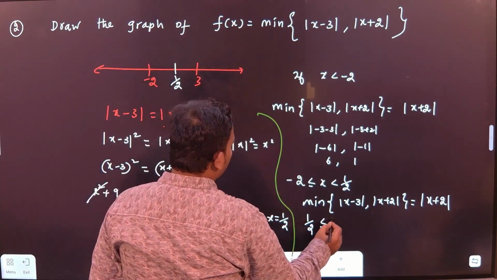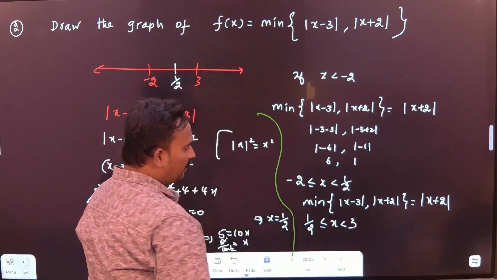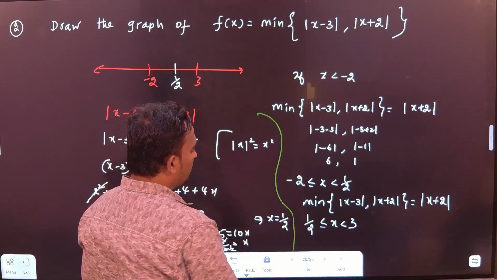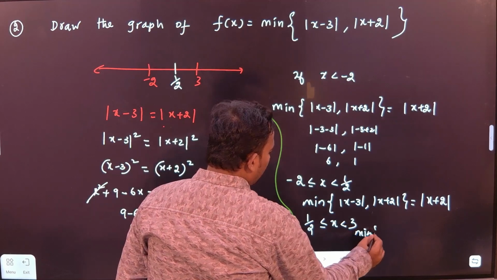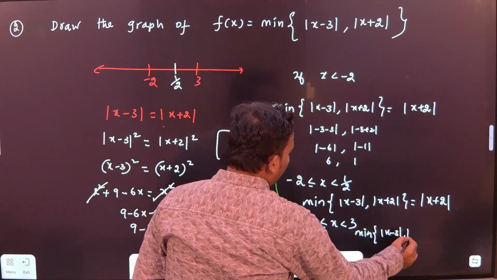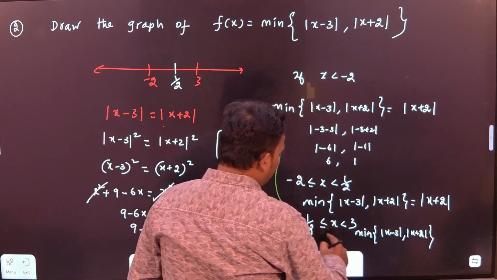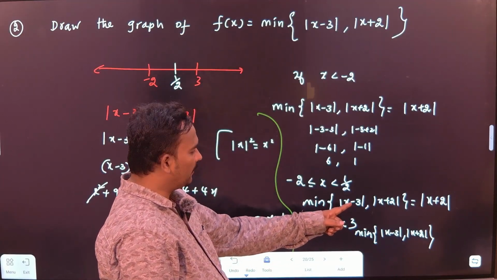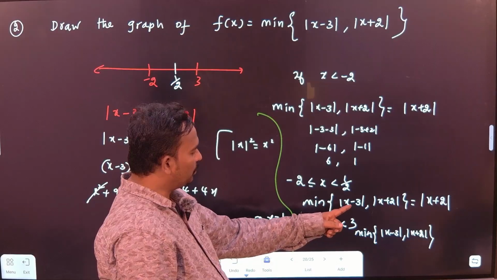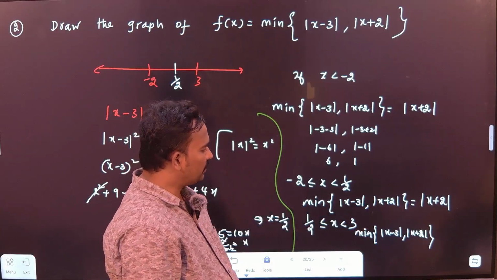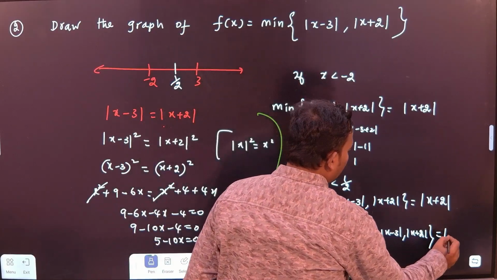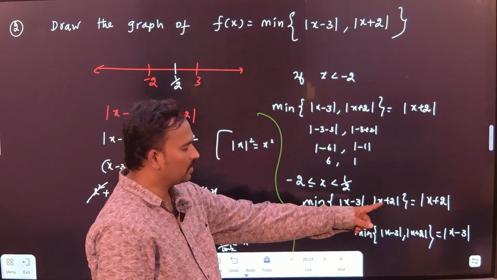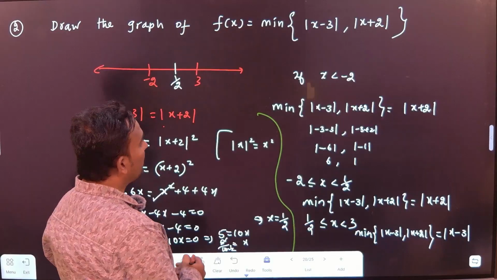Let's take 1 by 2 included, less than 3. In this interval, which is the minimum? Let's take 1. The minimum of this will be |x - 3| or |x + 2|. If you put 1 here, |1 - 3| = |-2| = 2, and 1 + 2 is 3. So |x - 3| is the minimum in this interval, right? Just 1 minus 2, it's 2. So yes, |x - 3| is the minimum.